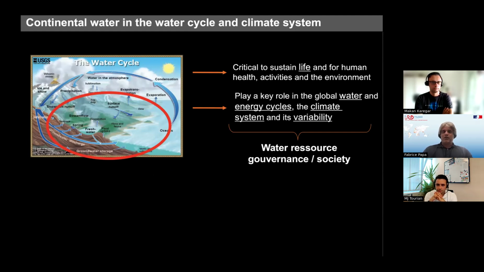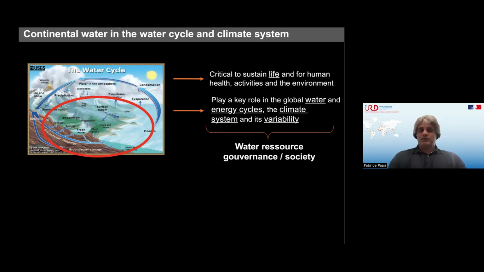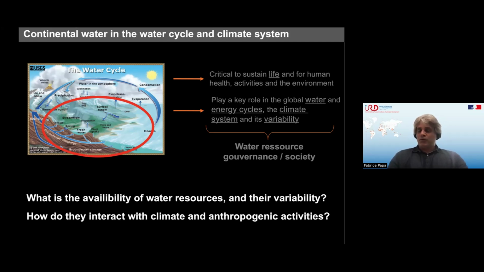Of course, it plays a critical role in the continental water cycle and the climate system. It is critical for many purposes, especially life on Earth, health, and the activity of humans and their environment. It also plays a key role in the global water and energy cycles and the way they interact with the climate system and how it varies. So there is a key need to measure water resources, and it's very important for governments and society. Myself and the people I collaborate with have scientific questions we try to answer: how does water resource availability vary at different scales, temporally and spatially, and how does it interact with climate variability, climate change, and anthropogenic activities?